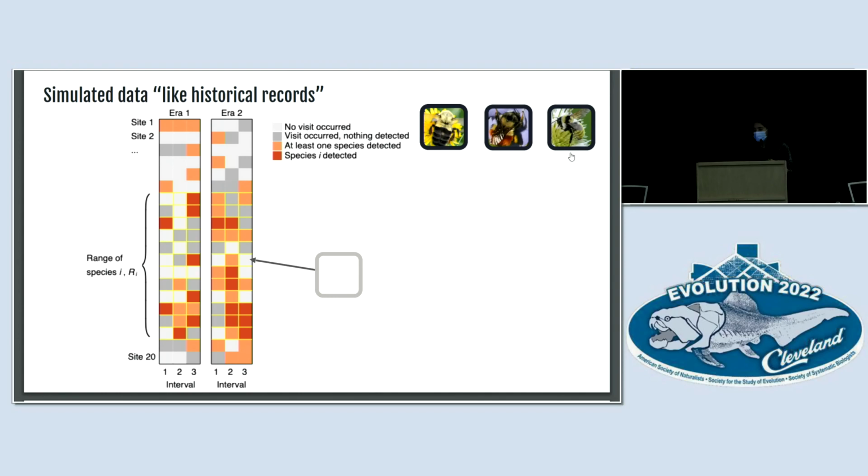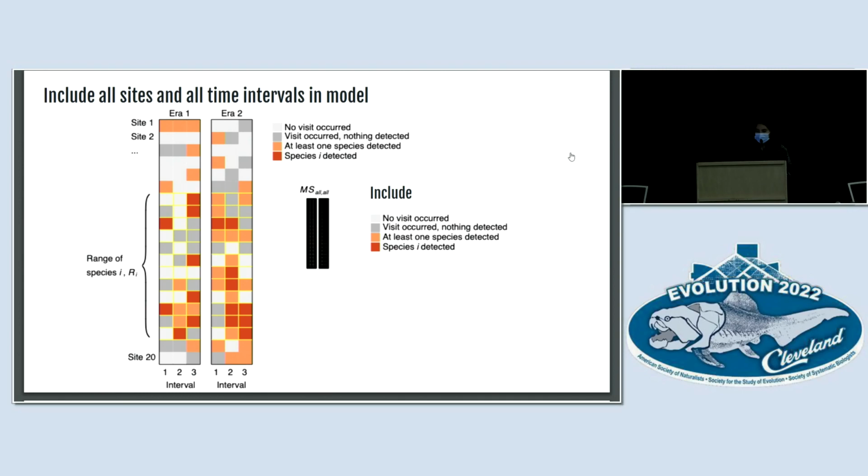And part of the goal of our study was to try to figure out, okay, well, what modeling choices can we do to actually infer the correct trends in change in occupancy through time? And so in the naive way, we may include every single site and every single time interval for every single species, right? So these black dots just represent every single square that was included in the model.